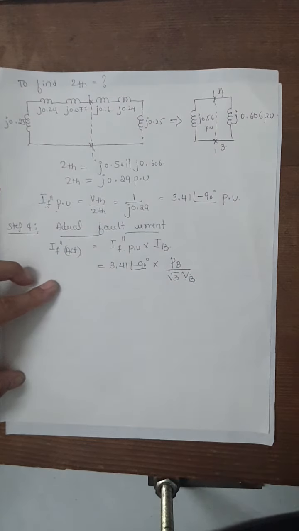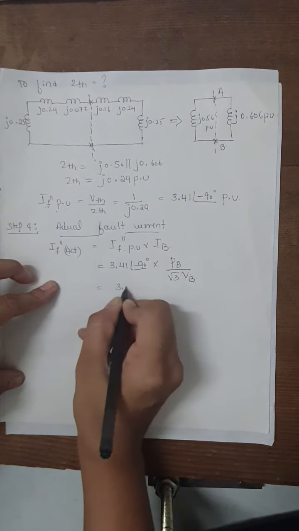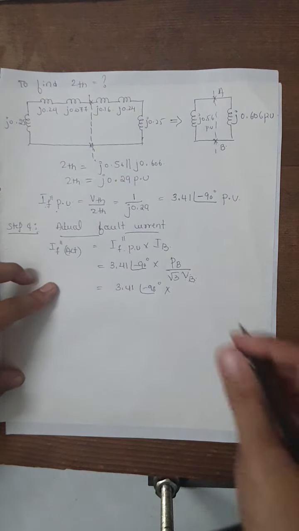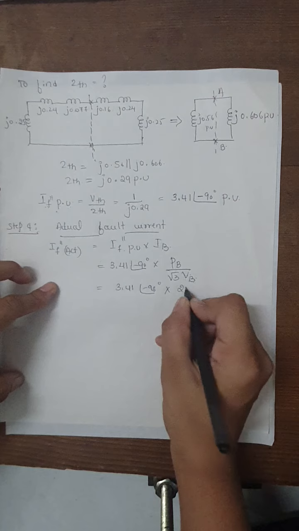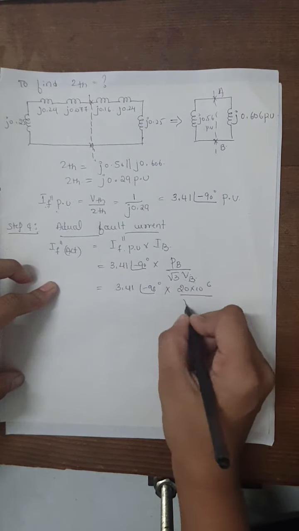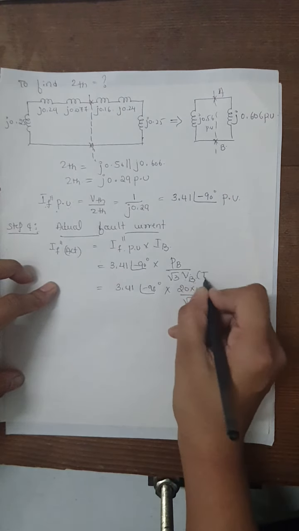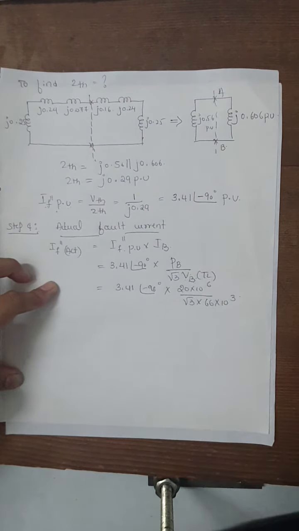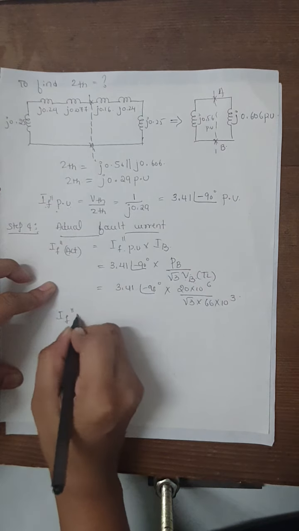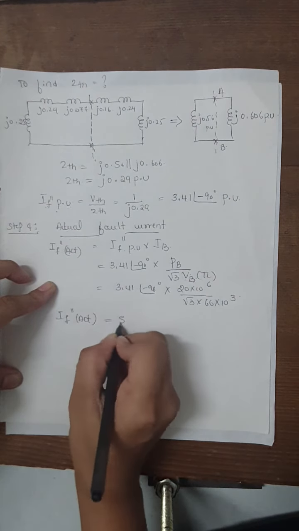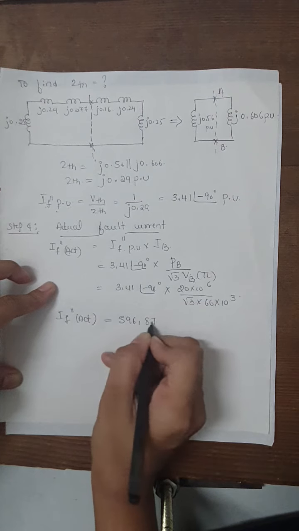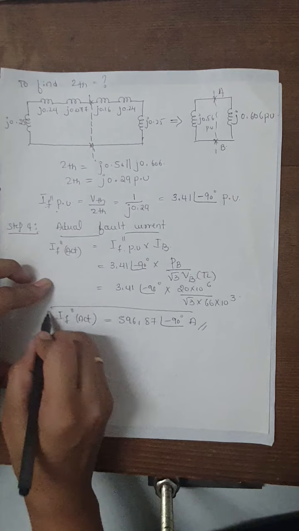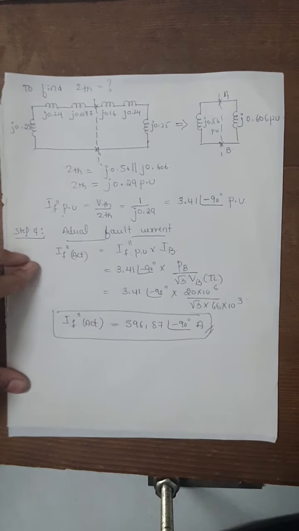So now I'll do the calculation here. 3.41 at an angle of minus 90 degree into the S base from the step 1, 20 MVA, divided by root 3 into V base of the transmission line, that is 66 kilovolt. So we will obtain the final answer IF double dash in actual, that is equal to 596.87 at an angle of minus 90 degree amperes. So this completes the given problem. Thank you.